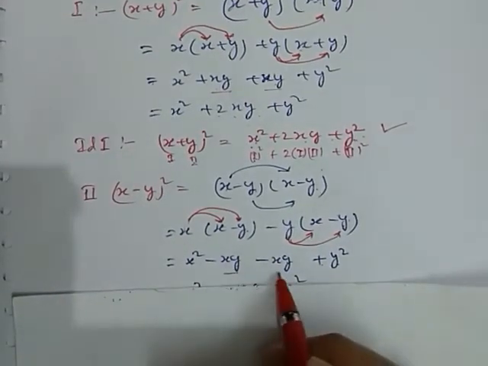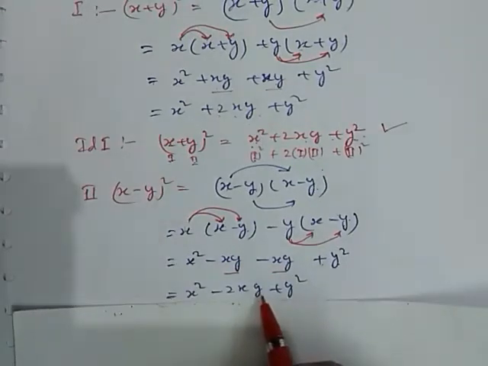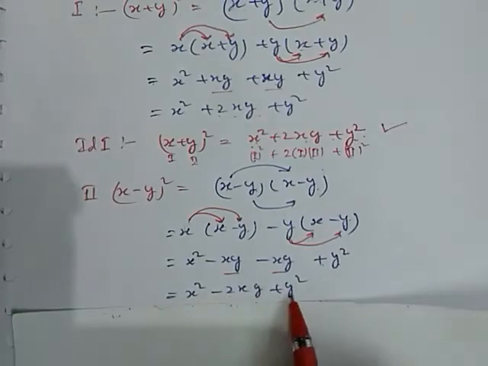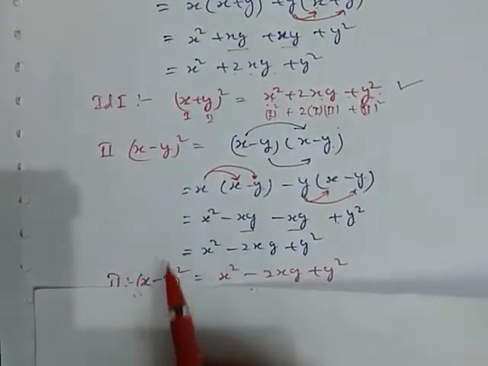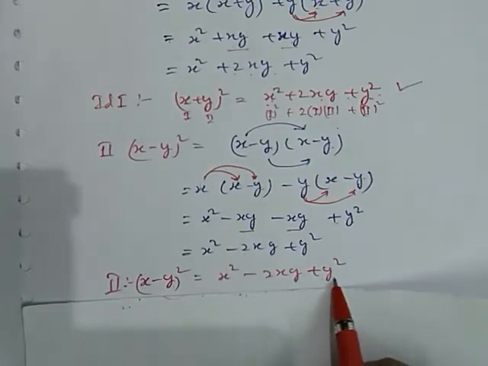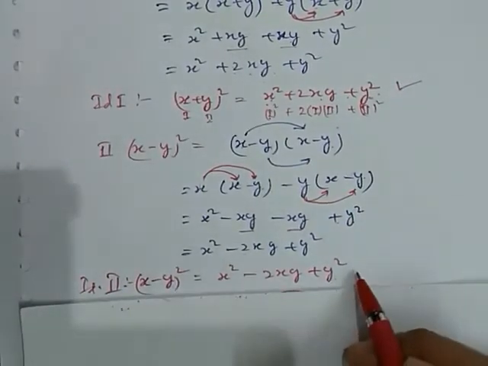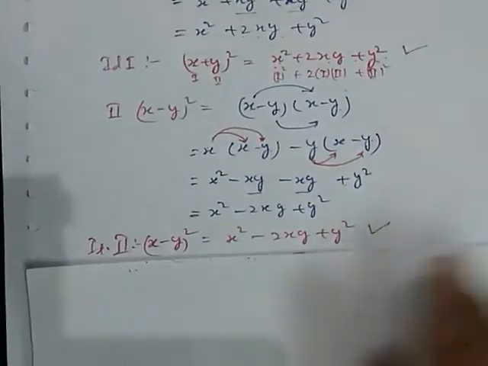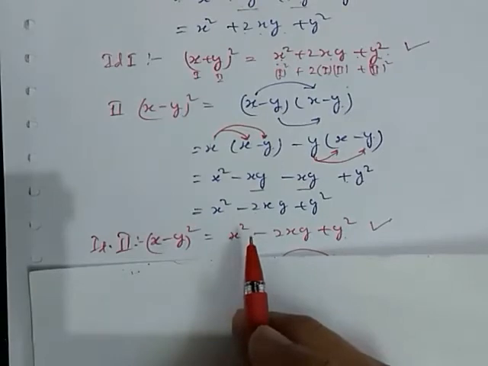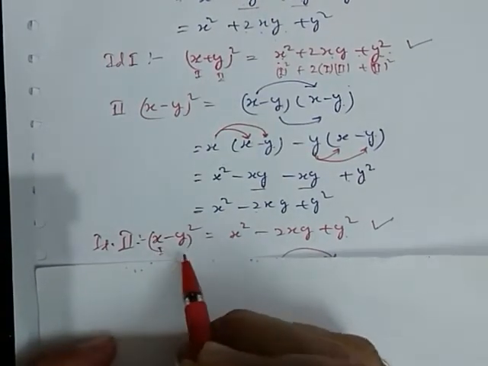Here both the terms are the same, so add them: minus xy minus xy is minus 2xy. So what value do we receive? x square minus twice xy plus y square. So (x minus y) whole square equals x square minus twice xy plus y square. This is our second identity. Okay, so memorize this.